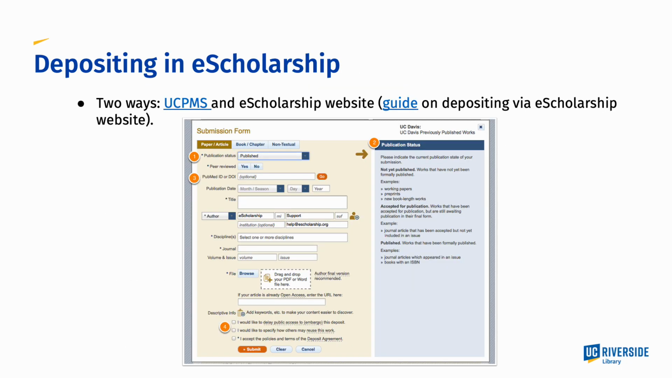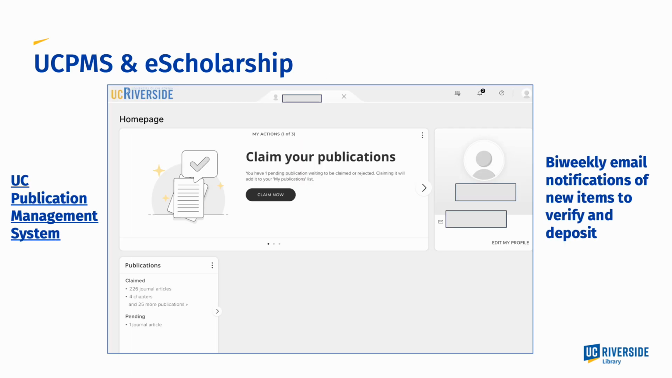There are two paths to deposit into eScholarship: UC PMS, which stands for UC Publication Management System, is the semi-automated route, or you can deposit directly through the eScholarship website. There's a step-by-step guide linked here. We'll look at UC PMS on the next two slides. UC PMS monitors new publications associated with your name and sends you a bi-weekly email digest to verify and deposit.